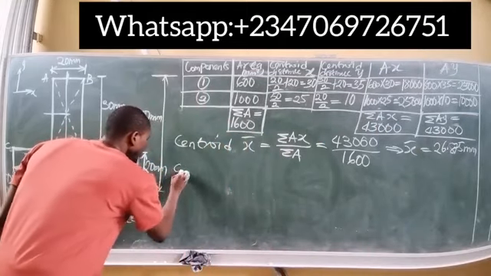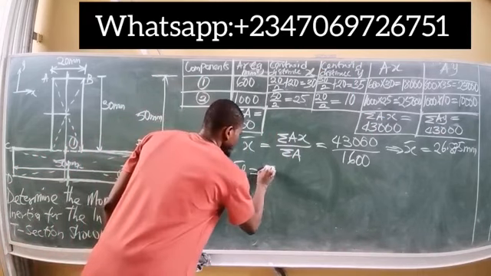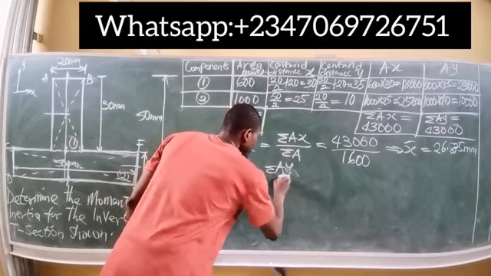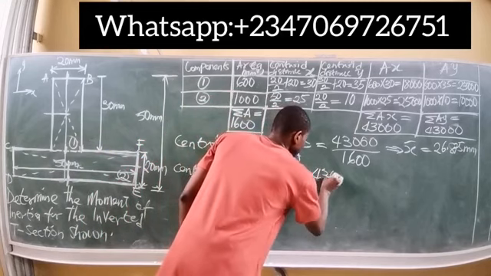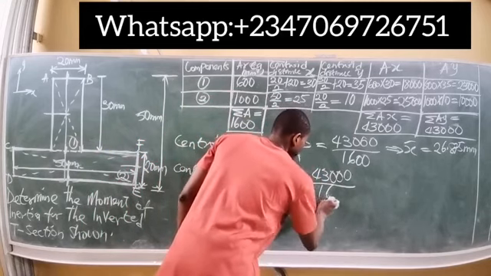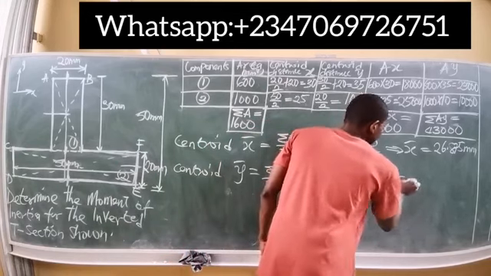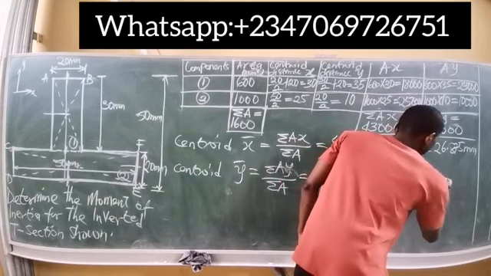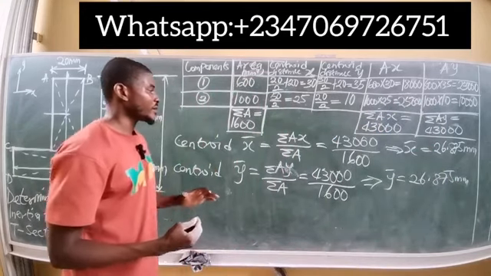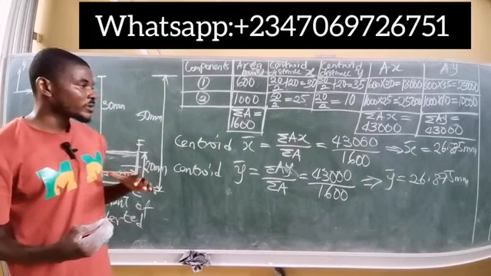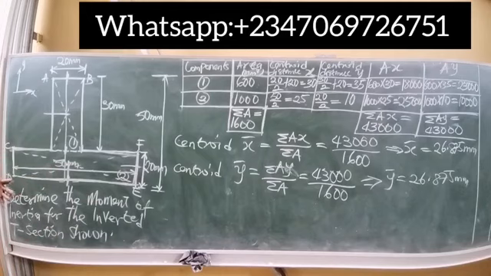It is obvious that the centroid in the y, centroid y, is still the same thing: summation of area times central distance y all over summation of area, still giving us 43,000 over 1,600. This implies y bar is equal to 26.875 millimeter. Now it is clear that both centroids are equal, and the reason is simply because this beam is symmetrical in both the x and the y.